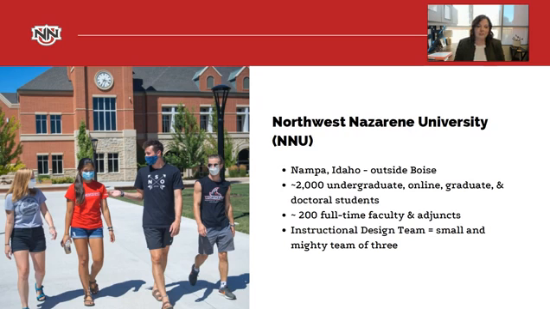Northwest Nazarene University is a small university. We are in Nampa, Idaho, just outside of Boise. We are a religious institution and a regular traditional liberal arts institution. We have about 2,000 undergraduate, online, and graduate and doctoral students. So between our non-traditional programs and traditional programs, we have about 2,000 students. We have around 200 full-time faculty and then part-time adjuncts.